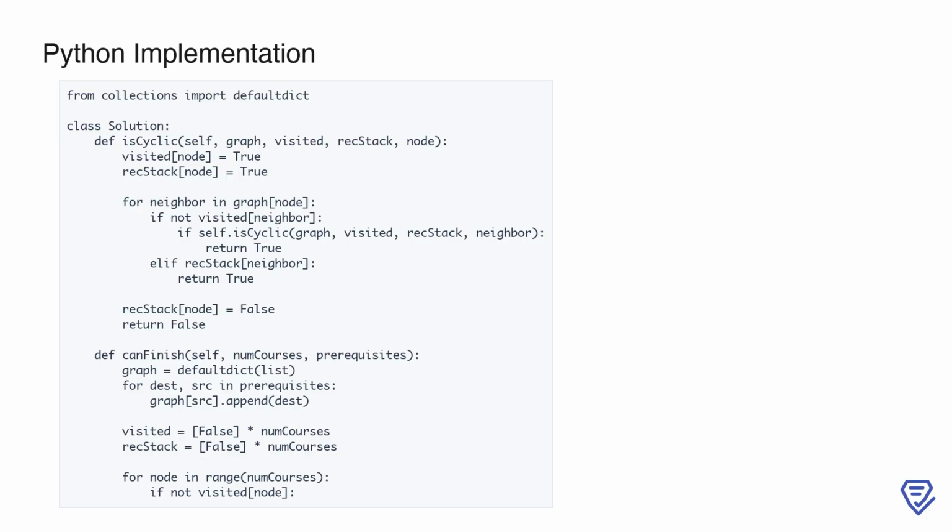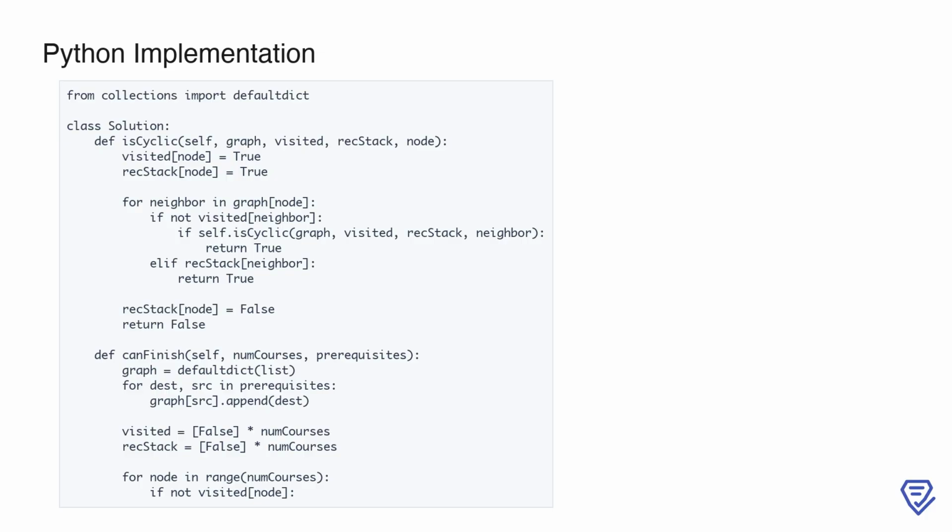Alternatively, if the neighbor is already in the recursion stack, it indicates a back edge, confirming a cycle, so we also return true. When all neighbors are processed without detecting a cycle, we remove the node from the recursion stack and return false. Next, the canFinish function is defined, which determines if all courses can be finished given their prerequisites.